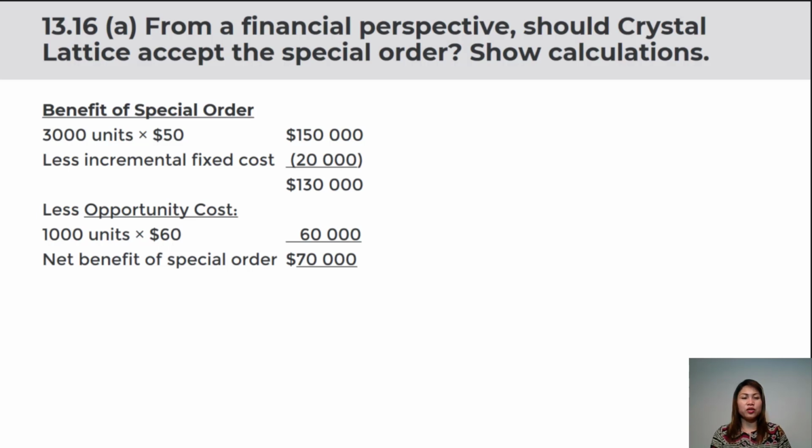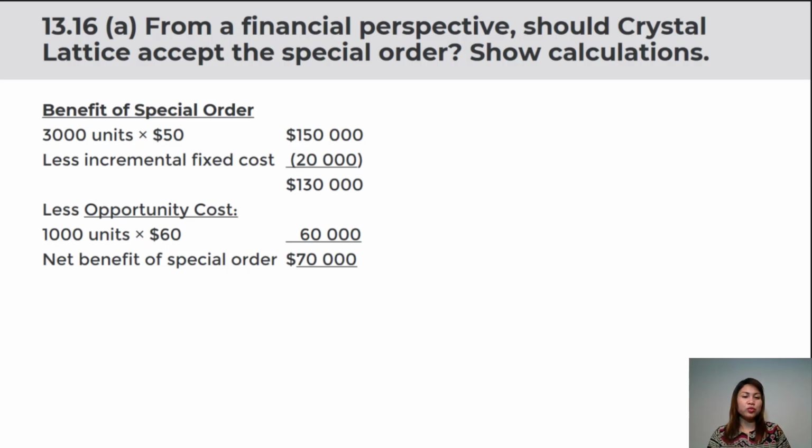Benefit of special order: a total of 3,000 units times $50 contribution margin per unit equals a total of $150,000, minus incremental fixed cost, that is the cost to buy a machine, 20,000, equal to 130,000 up to this point.